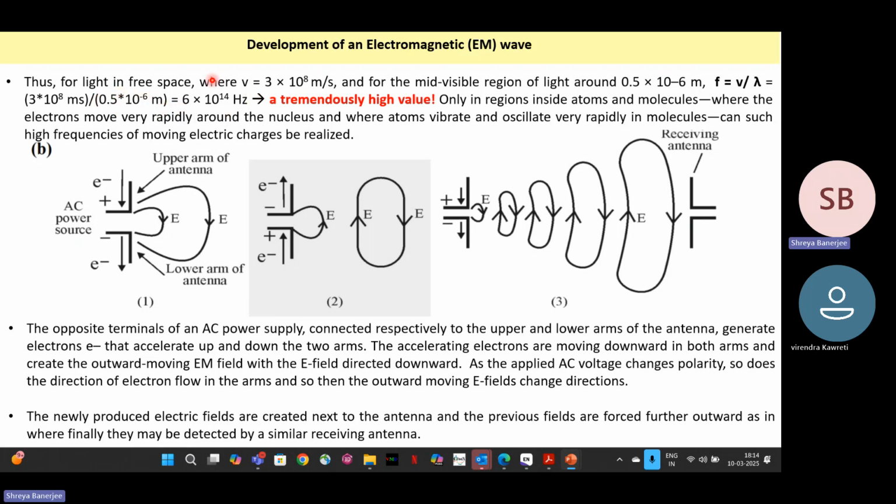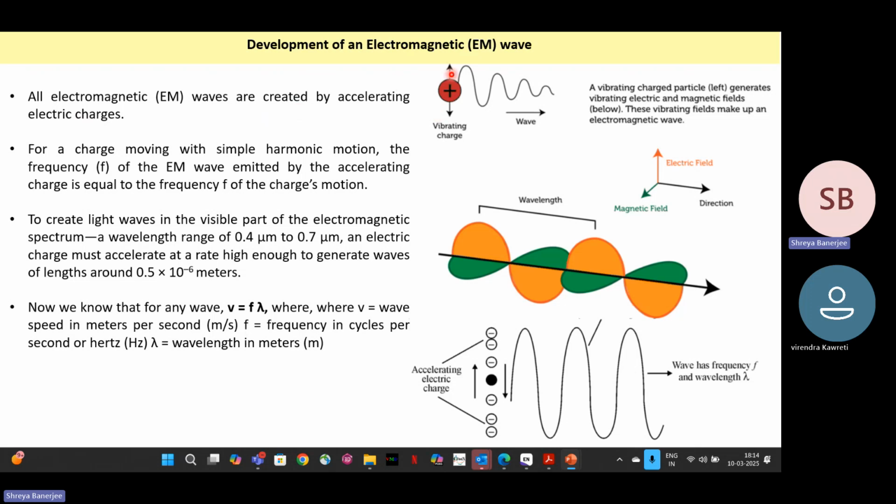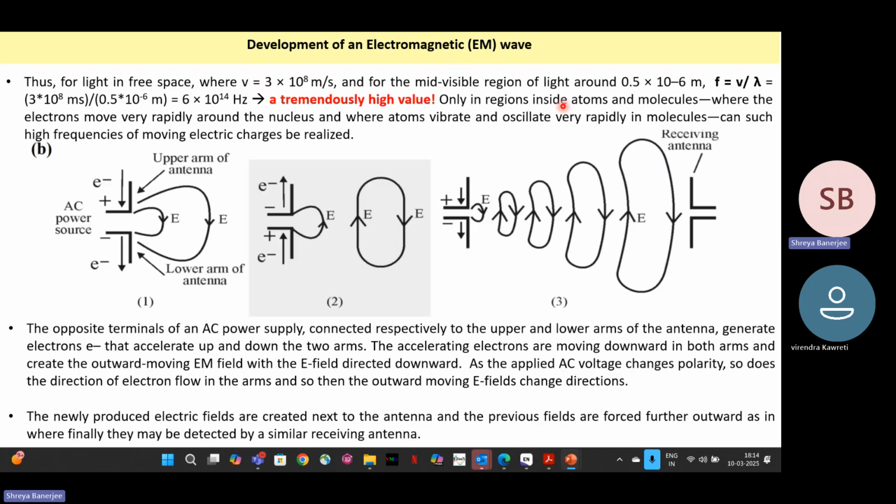We can see that the frequency is 6 × 10^14 hertz, which is an extremely high value. So the charge must vibrate at such a huge frequency, 6 × 10^14 times per second. It must vibrate so that it can generate an electromagnetic wave in the visible region of the spectrum.